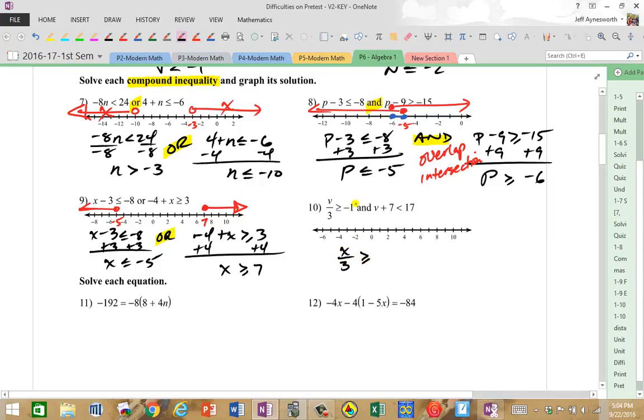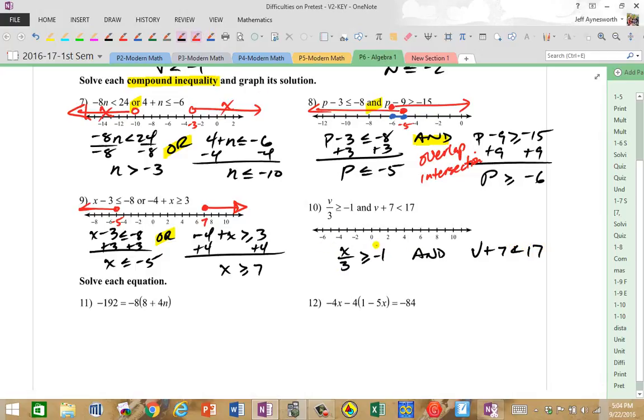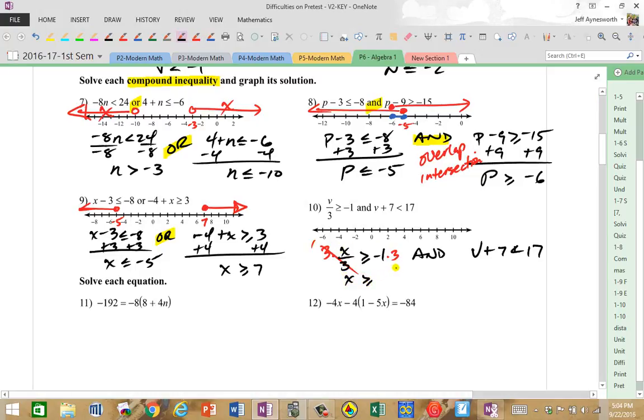Okay, so on this one here, x divided by 3 is greater than or equal to negative 1, and v plus 7 is less than or equal to 17. So the very first thing we want to do here is do the inverse. If you want to cancel out a number that's being divided, you multiply. All right, 3 divided by 3 is 1. 1 times x is x, greater than or equal to negative 3. Here, after you subtract 7, you get v is less than 10.